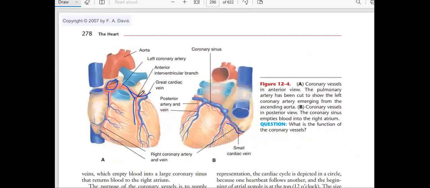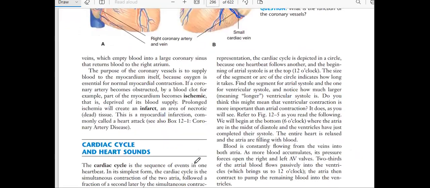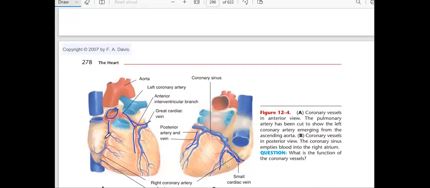Then the blood will receive from that artery. So you can see these are the branches, the coronary branches. From that area you also have coronary veins: the posterior vein, the anterior vein, and the left coronary artery. From that, the blood will reach the right atrium.